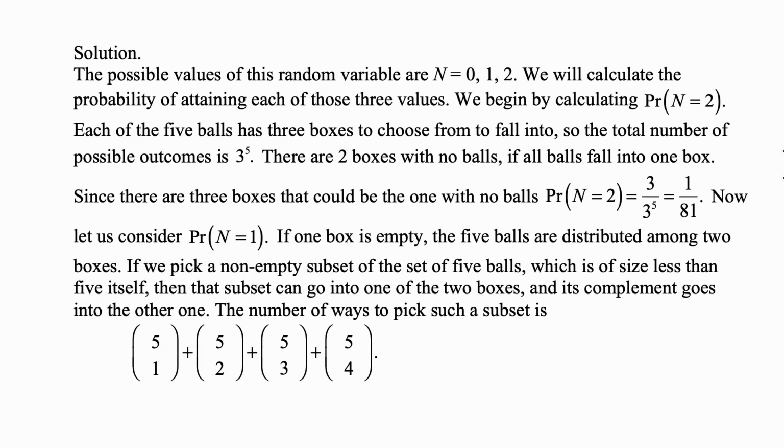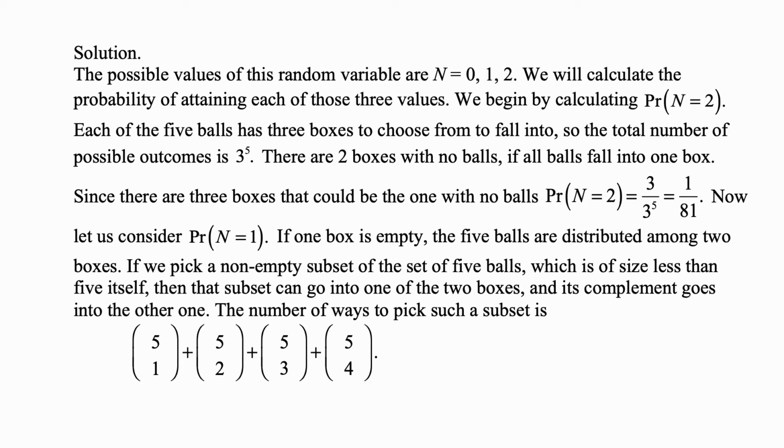The possible values of this random variable are n equals 0, 1, and 2. We will calculate the probability of attaining each of those 3 values. We begin by calculating the probability that n is 2. Each of the 5 balls has 3 boxes to choose from to fall into, so the total number of possible outcomes is 3 to the 5th. There are 2 boxes with no balls if all balls fall into one box. Since there are 3 boxes that could be the one with balls, the probability that n is equal to 2 is 3 divided by 3 to the 5th, so it's 1 over 81.